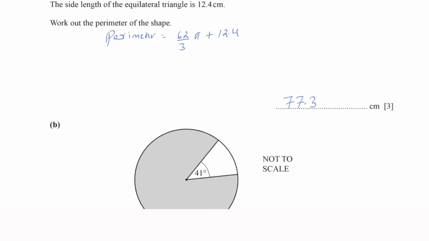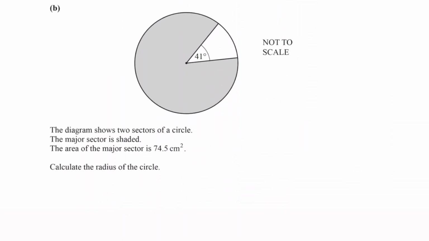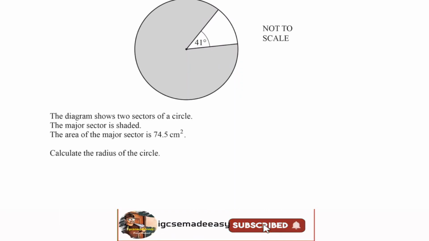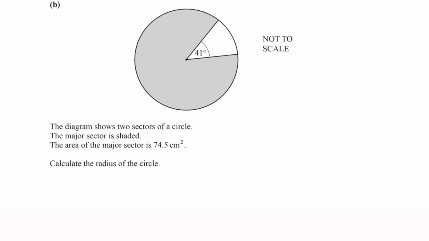Part B. The diagram shows two sectors of a circle. The major sector is shaded, as you can see. This is a major sector, and this is a minor sector. The area of the major sector is 74.5 centimeters squared. Calculate the radius of the circle.